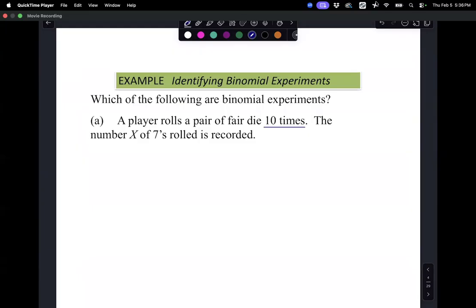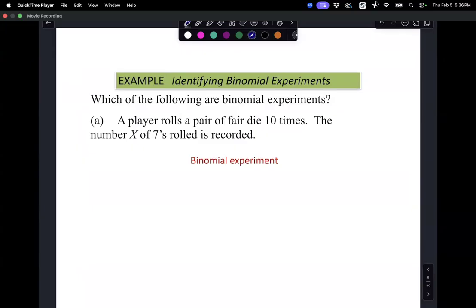So is the probability the same every time? Yeah, the same probability of rolling a 7 every single time. So this is a binomial experiment. It is. This is a good one.